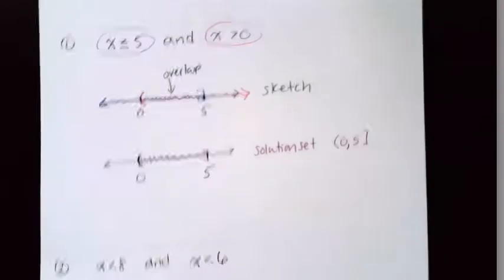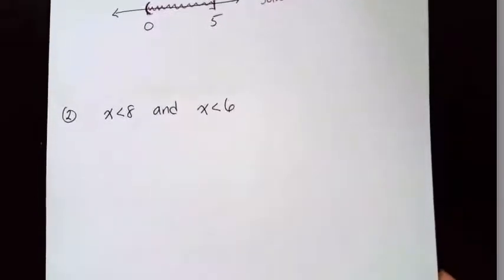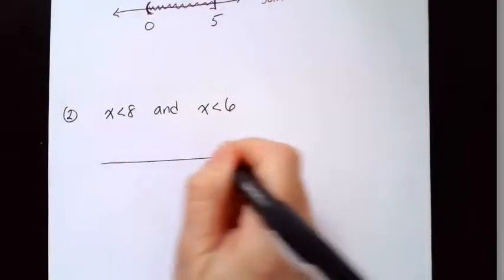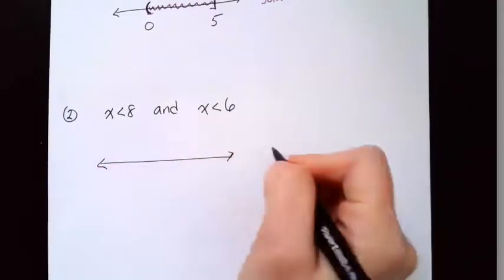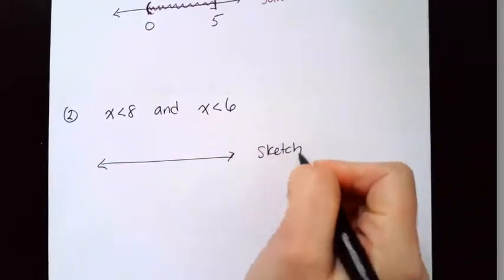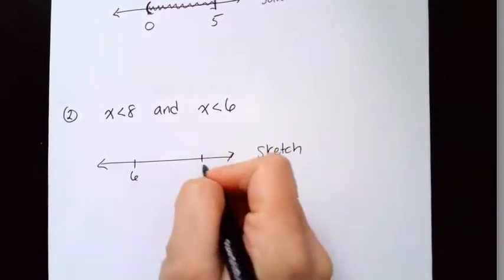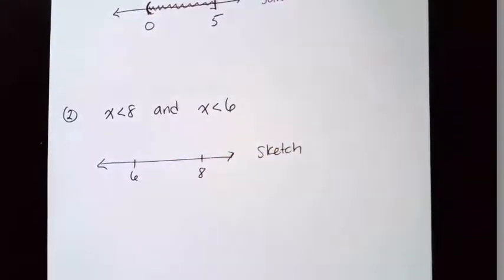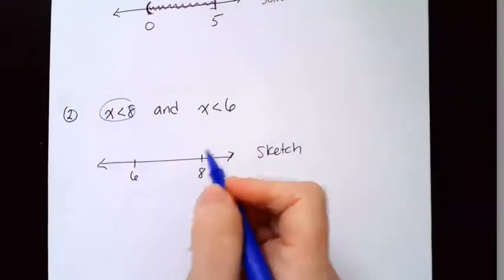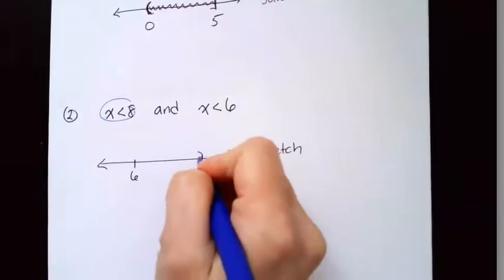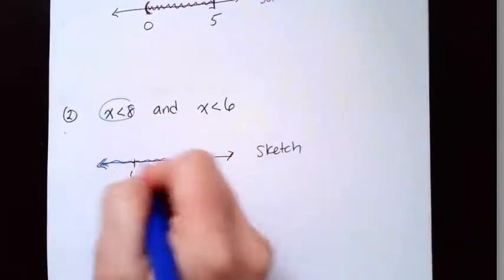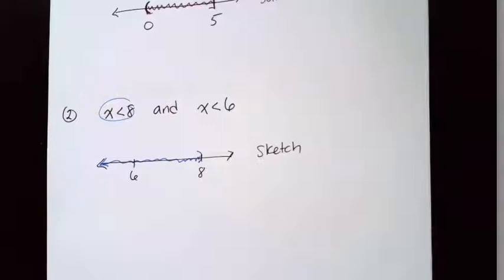Taking a look at this second example, x is less than 8 and x is less than 6. So I'm going to draw a sketch first. This will be my sketch. Putting the two values, 6 and 8, 6 is smaller, so it goes on the left. For the first inequality, I'll shade that in blue. X is less than 8, not equal to, so I have a parenthesis and less than. Keep shading so you go all the way to the end of the drawing of your number line.